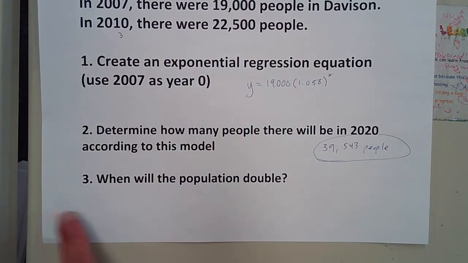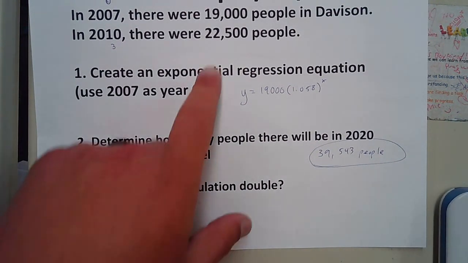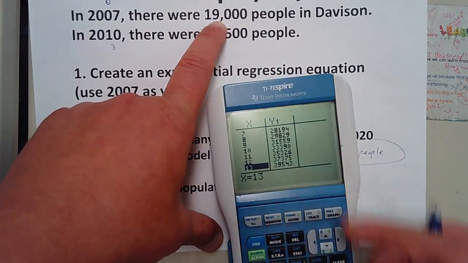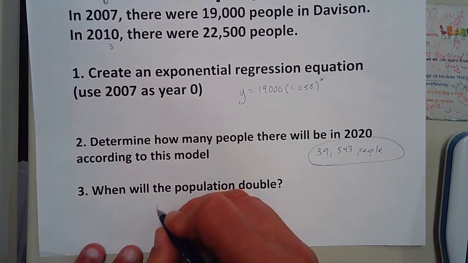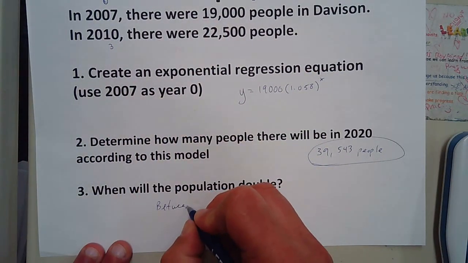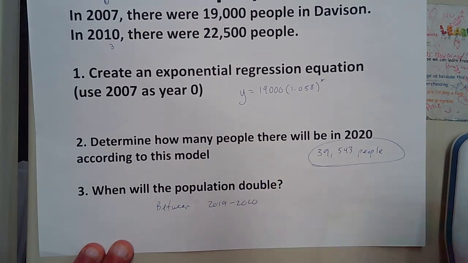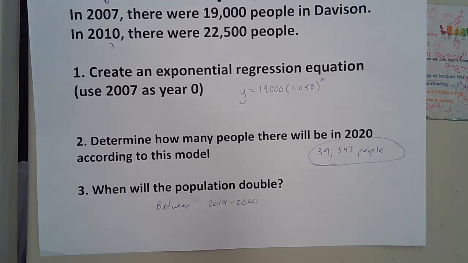Now, the other question here is, when will the population double? We're actually pretty darn close to that right there. So if this was 19,000, we're looking for 38,000. That actually happens between years 12 and 13. So basically, that'd be between 2019 and 2020, according to that. So very close to the question that was actually asked previously.